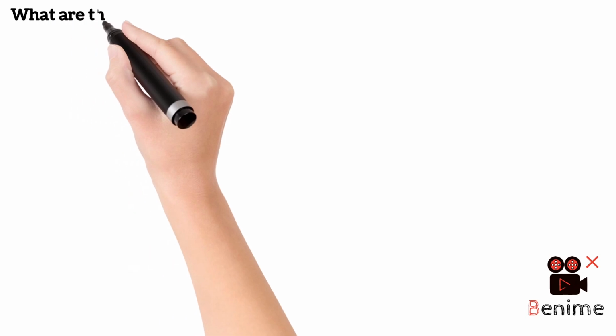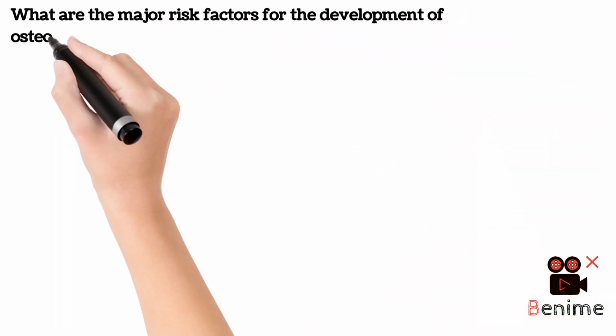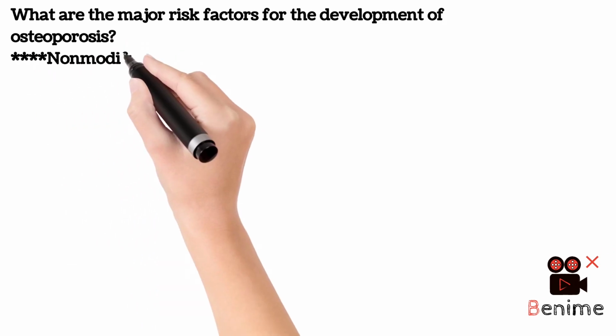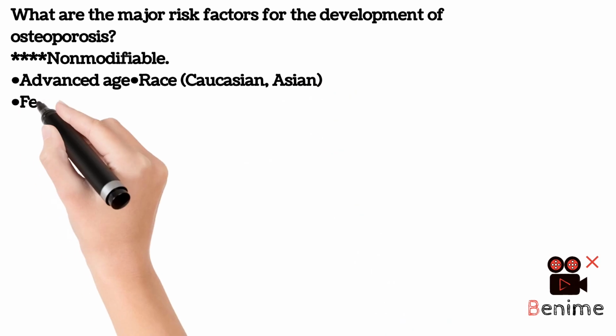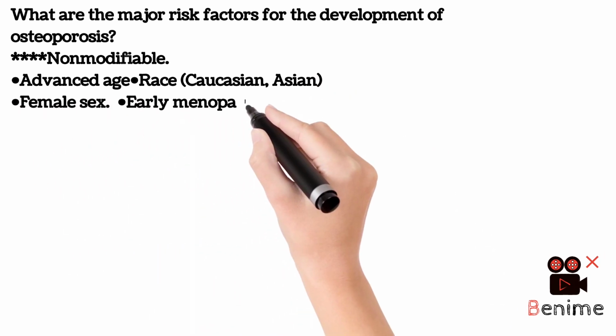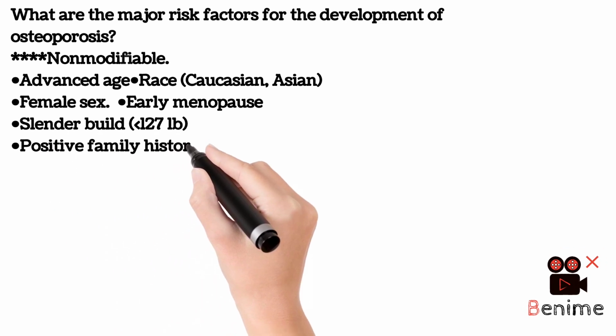What are the major risk factors for the development of osteoporosis? Non-modifiable: advanced age, race (Caucasian, Asian), female sex, early menopause, slender build (less than 127 pounds), positive family history, hip fracture.